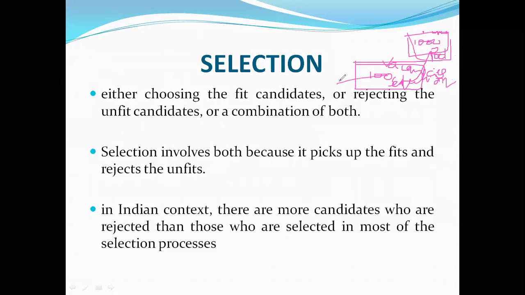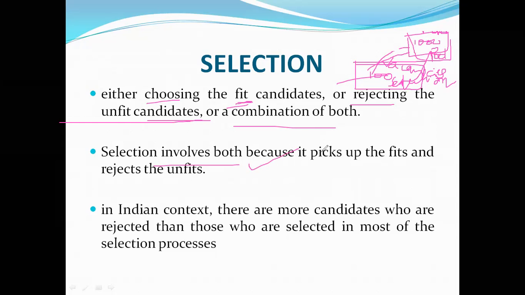Selection means choosing the fit candidates who fit into your organizational goals, who fit into your organizational objectives, and you will choose fit candidates and you will reject unfit candidates. So it is either choosing the fit candidates or rejecting the unfit candidates or a combination of both. So you will reject 900 applications. You will accept 100 applications. So it is a combination of accepting and rejecting, accepting the fit candidates and rejecting the unfit candidates. So selection involves both because it picks up the fits and rejects the unfits.